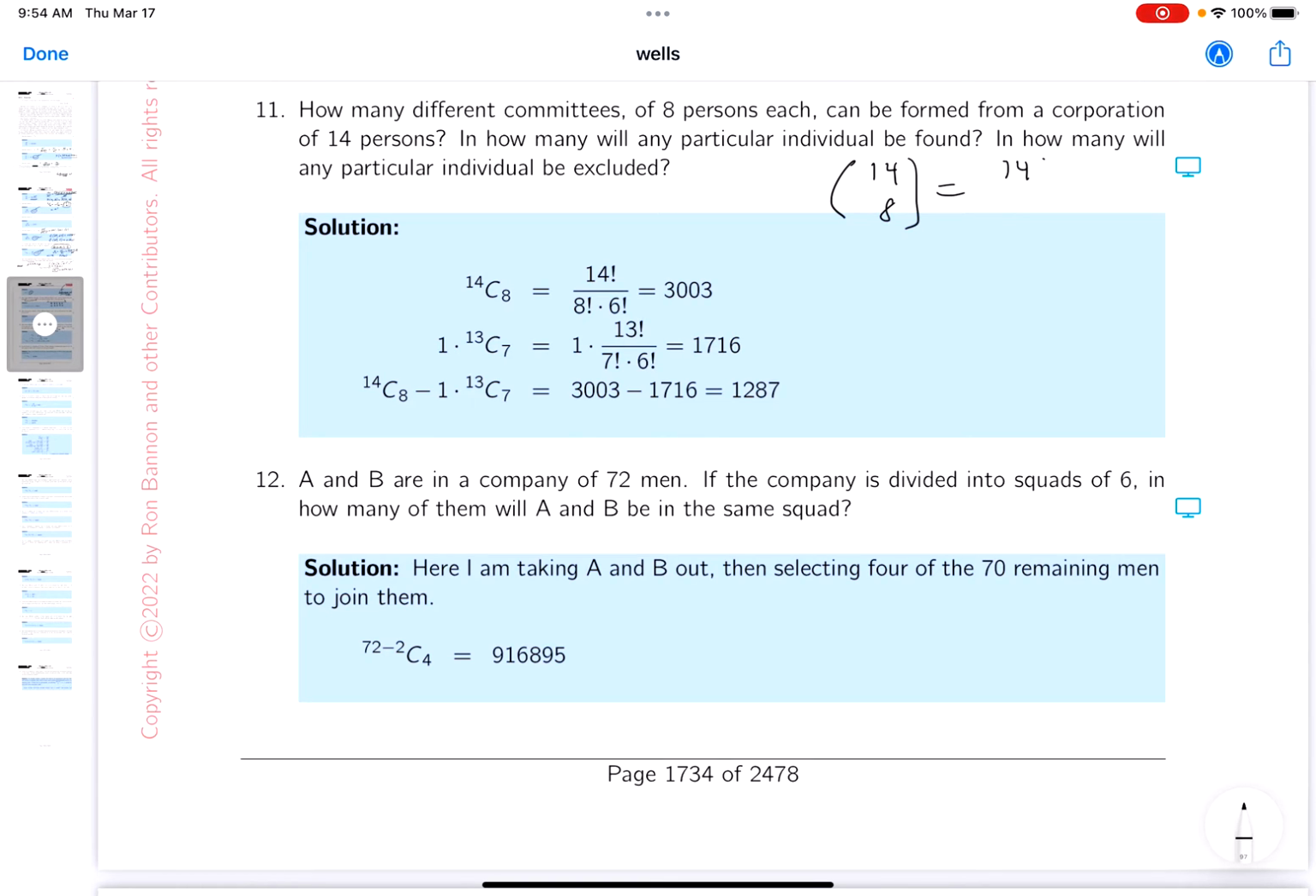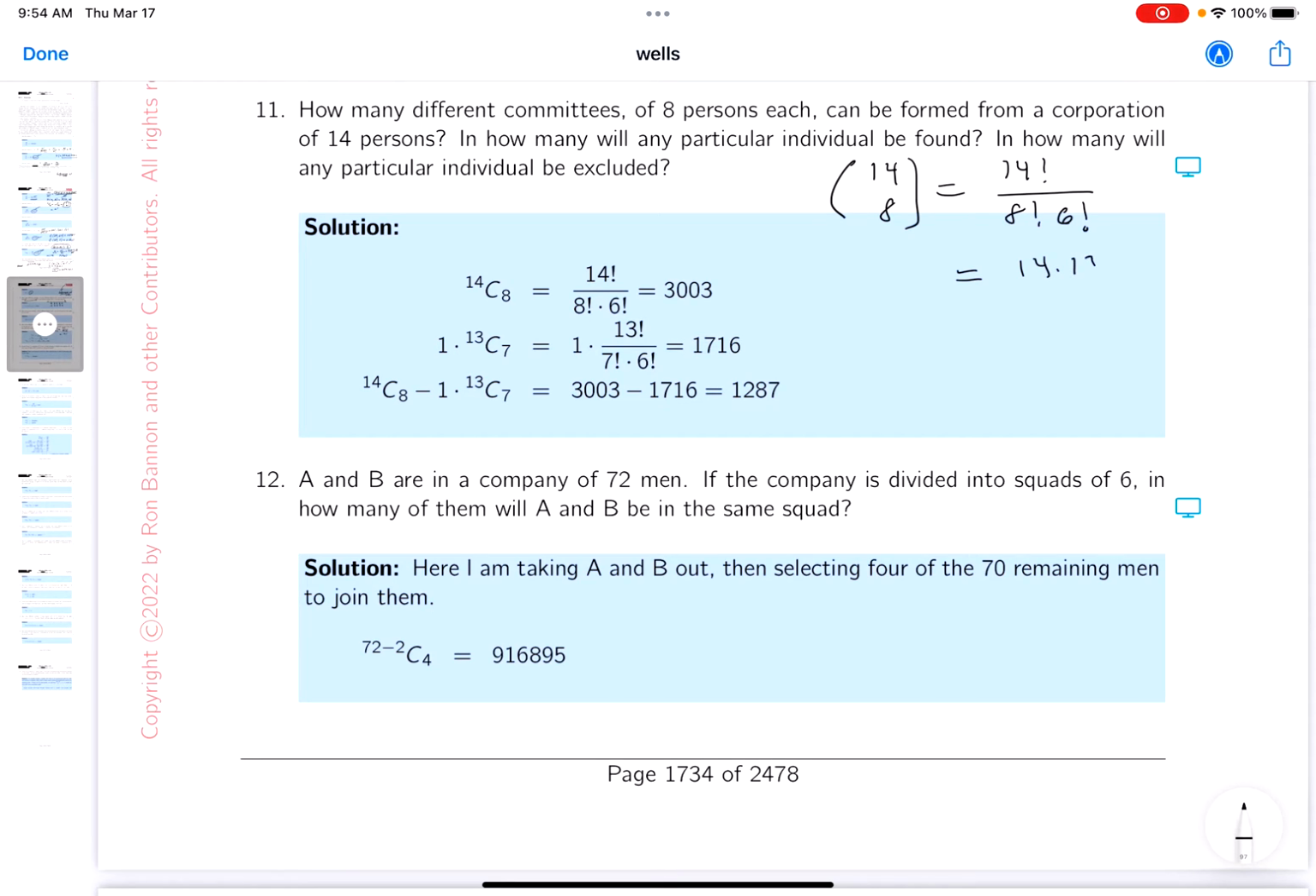14 factorial over 8 factorial, and then you're going to have what? 14 minus 8 would be 6 factorial, all right? So what do you get over here? Well, I don't want to really do the computation for it, but I'll point out a lot of times teachers are asking to do computation without calculator.